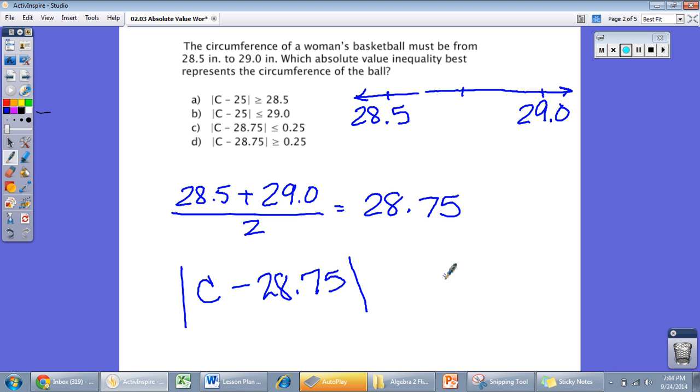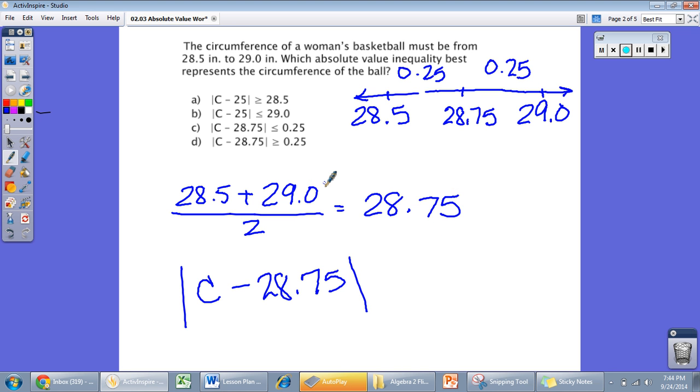And then we need to decide what the tolerance is. Well, the tolerance is nothing more than if we take our average, we're going to subtract it from the high, and we get 0.25. And if we take our average and subtract it from our low, we also get 0.25. So right in the middle, this is our average of 28.75. Again, the difference between the sizes, this one, the tolerance is higher by 0.25. This one is lower also by 0.25.